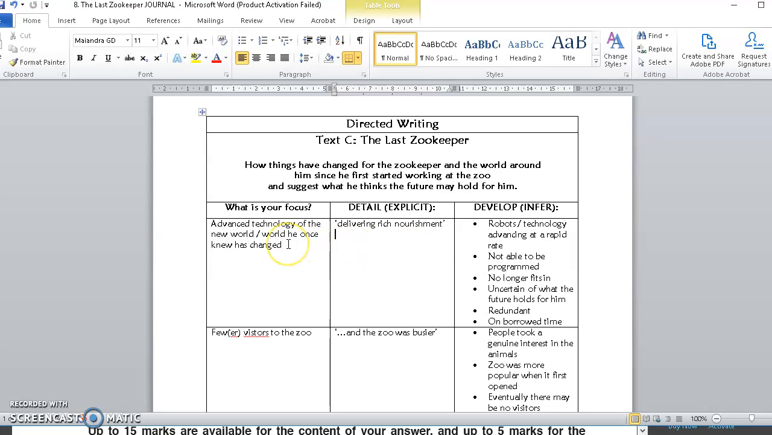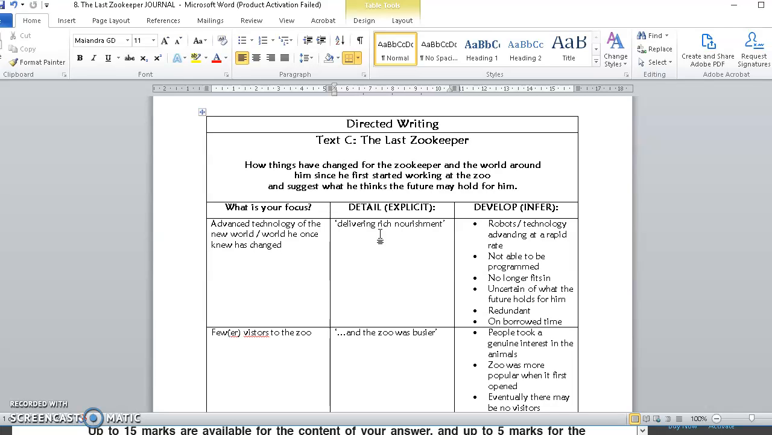So you want to think about what you are going to focus on. Okay, so my first focus is the fact that technology has advanced at a rapid rate. Okay, and the world that the zookeeper once knew has changed significantly. And my explicit detail from the text is the quote, delivering rich nourishment. And that tells us a lot about how robot technology has advanced at a significant rate.